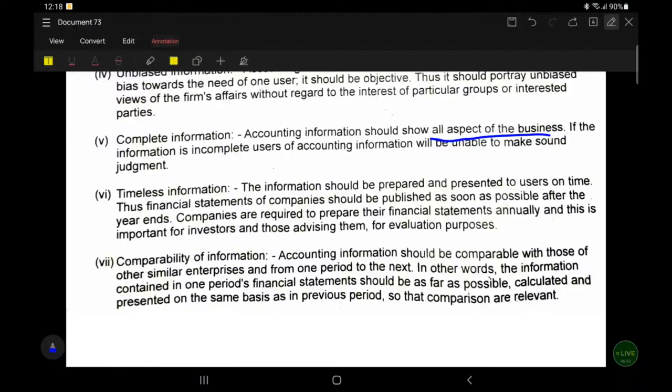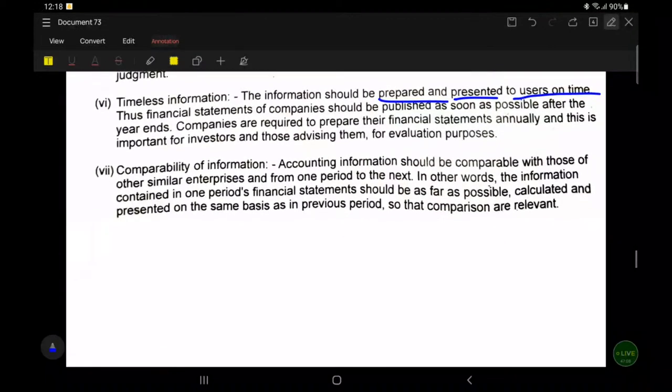Information should be prepared and presented to users on time. So that is what we call timeliness of information. I hope that is clear. So that is something about timeliness of the information. You also have what we call comparability of information, meaning that if you pick accounting information from one company to another, we should be able to compare that. Okay, they should have some similarities, right?